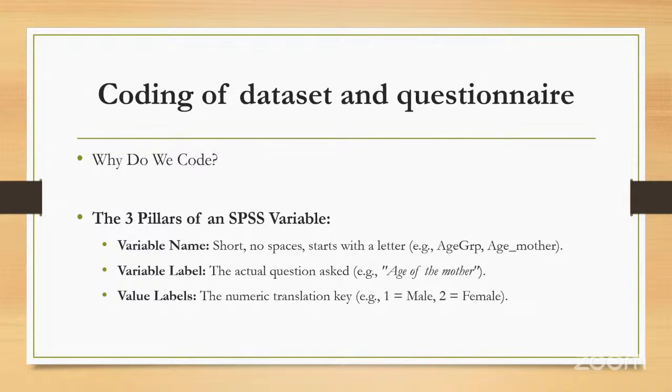So now for SPSS variables, there are three major key pillars that most times you work on. I'm going to demonstrate. One is what is called a variable name, the other is a variable label, and the other is a value label. So the variable name is the short form name that SPSS uses in recognizing that particular variable.